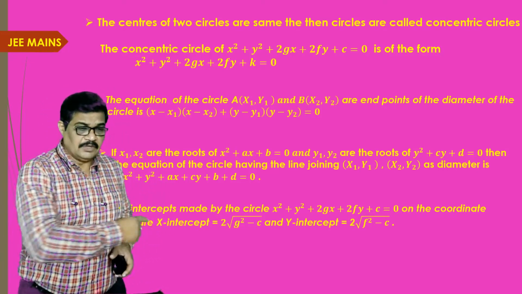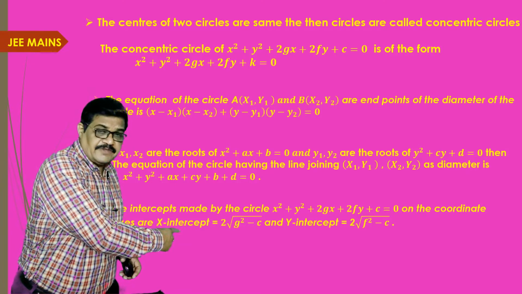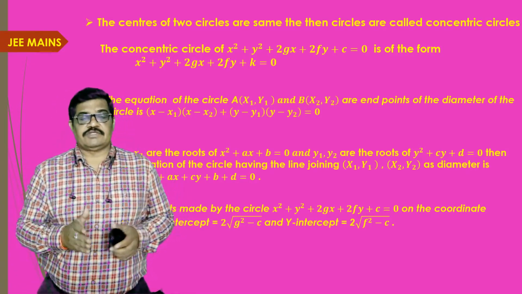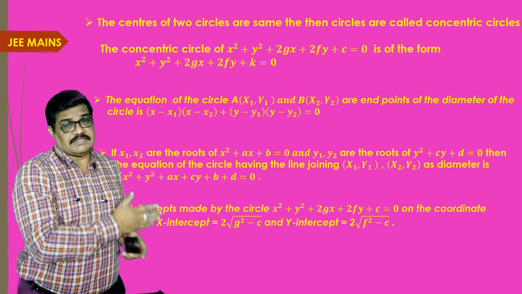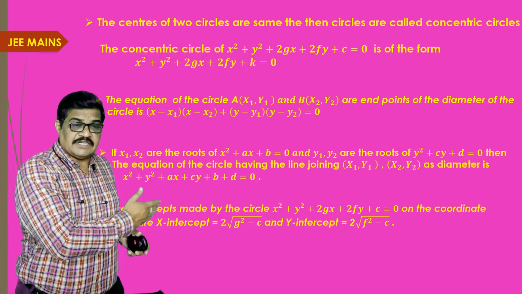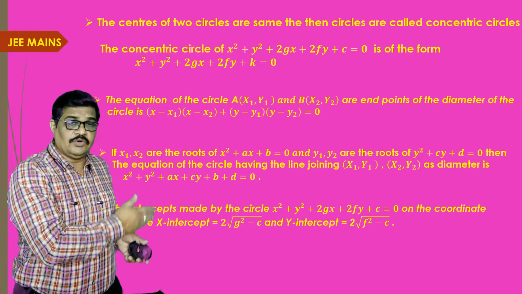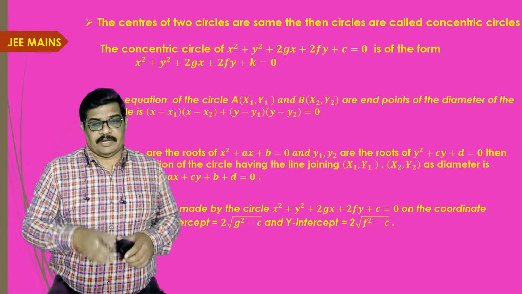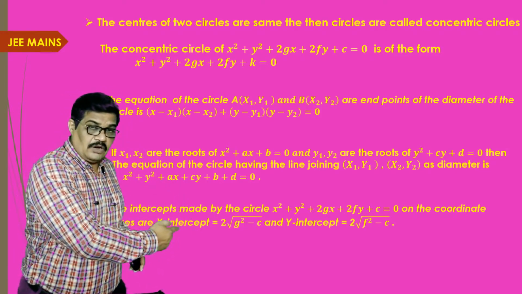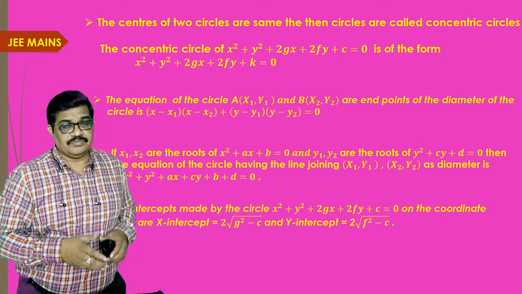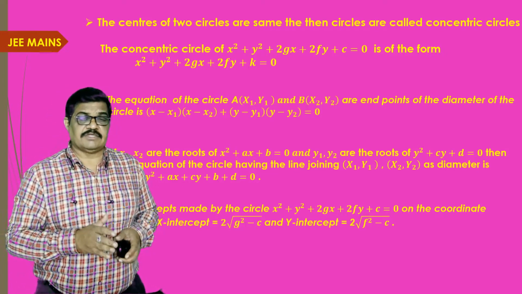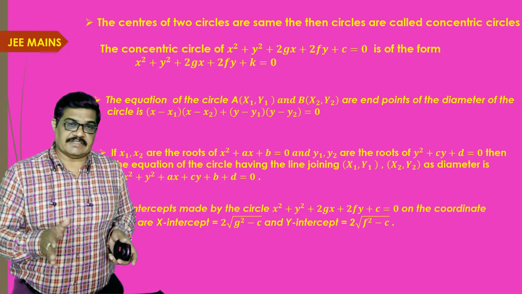Another concept: the intercepts made by the circle. The general equation of the circle is x square plus y square plus 2gx plus 2fy plus c is equal to 0. On the coordinate axis, the x-intercept is equal to 2 into root of g square minus c, and the y-intercept is 2 into root of f square minus c. These are the intercepts made by this general equation of the circle on the coordinate axis.